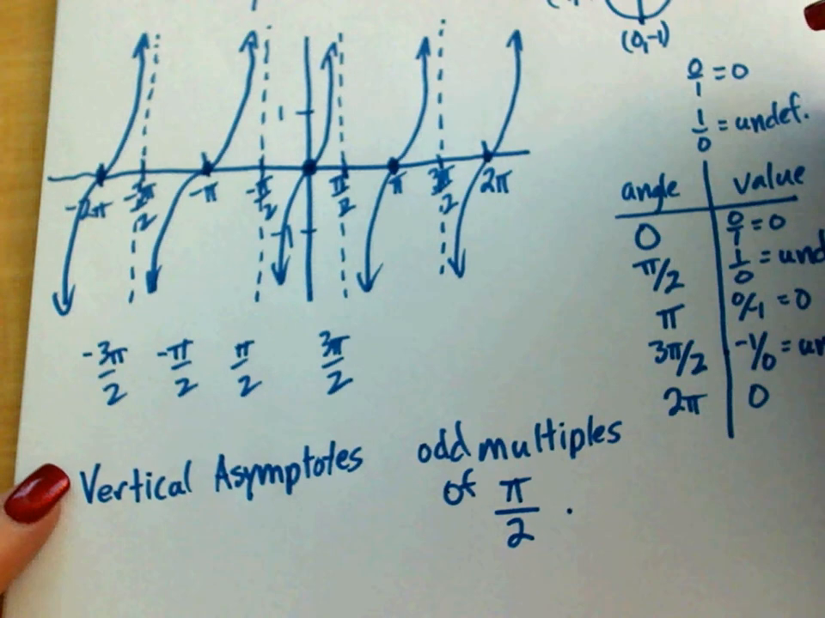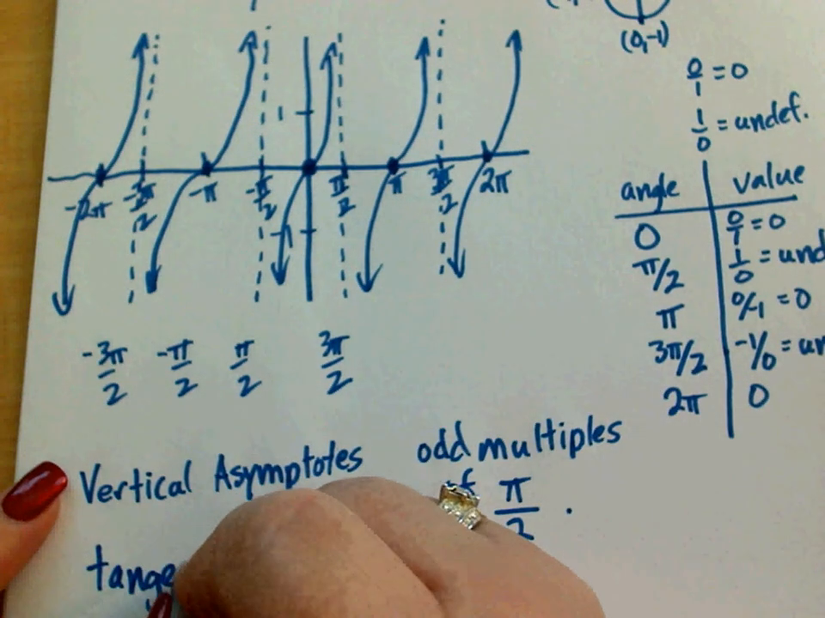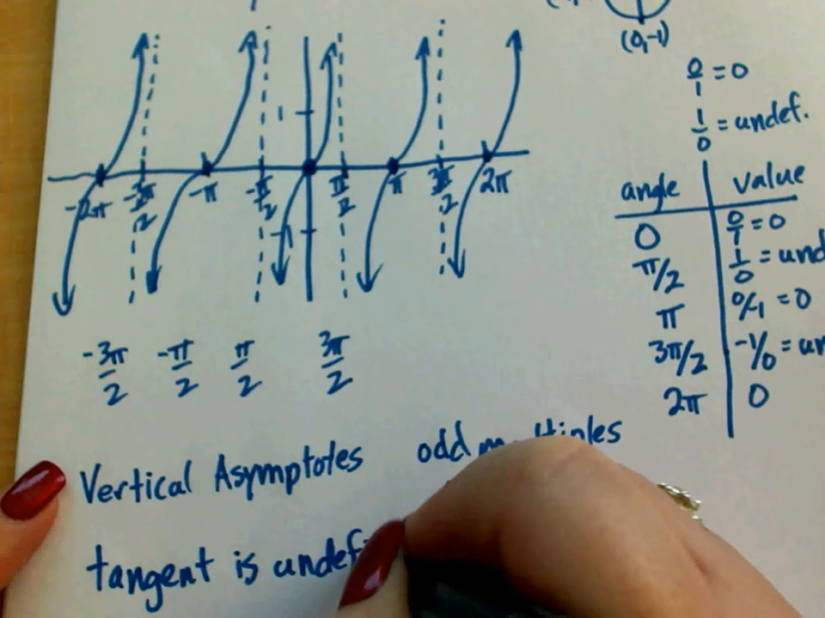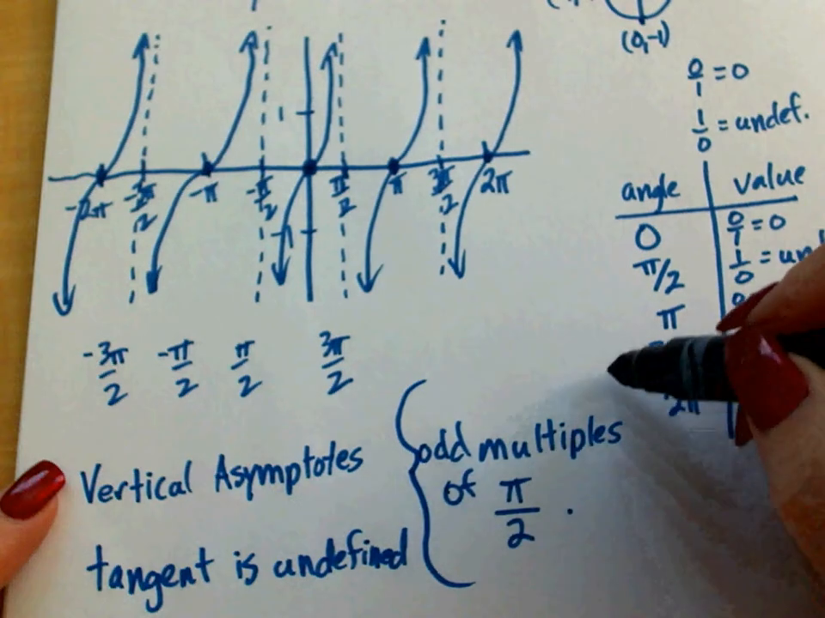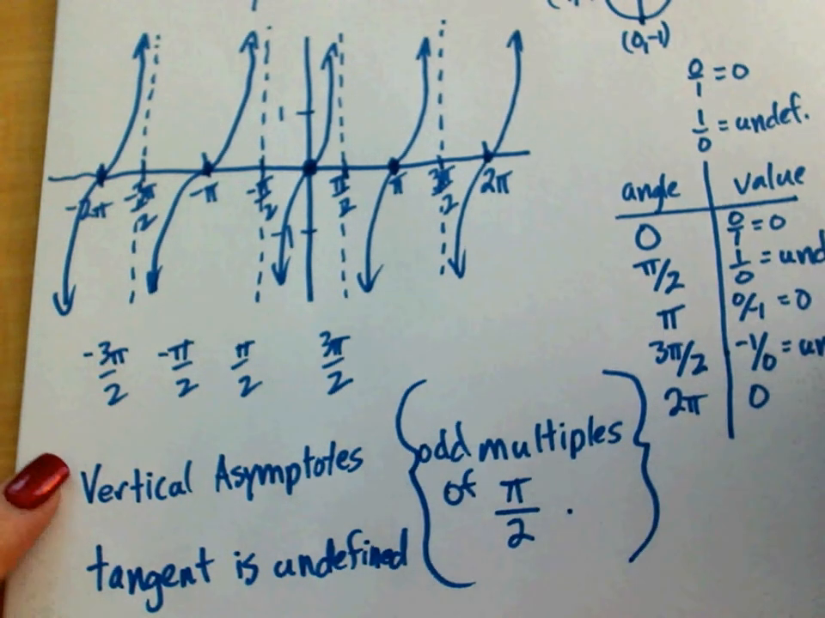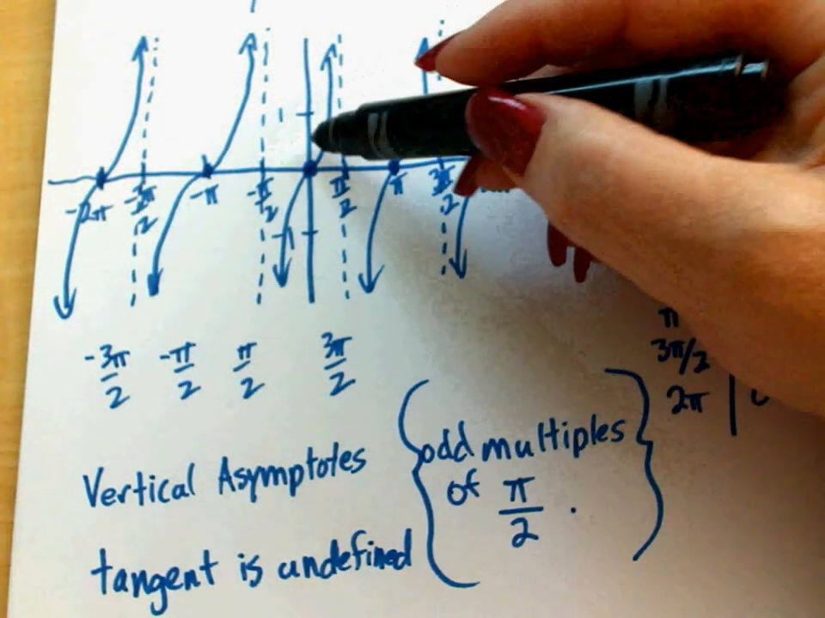They might also say, where is tangent undefined? Tangent is undefined at odd multiples of pi over 2. If they ask you where the vertical asymptotes are, odd multiples of pi over 2. The graph looks like this. Remember that tangent does go through the origin.